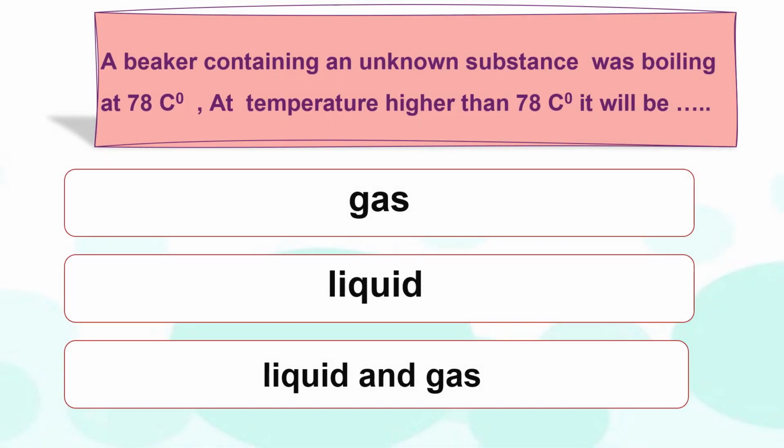A beaker containing an unknown substance was boiling at 78 Celsius. At a temperature higher than 78 Celsius, it will be gas, liquid, or gas? What happens in boiling? Gas, because in boiling it goes from a liquid to a gas.